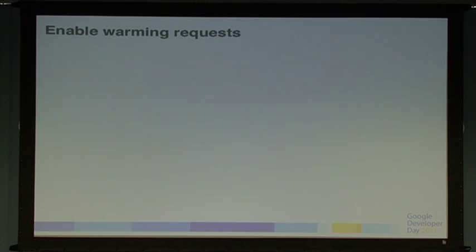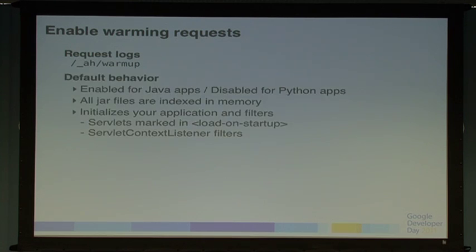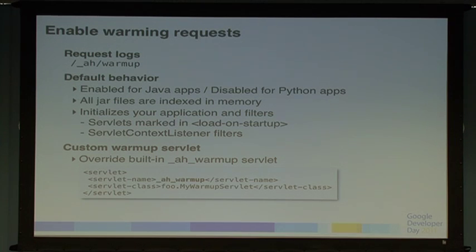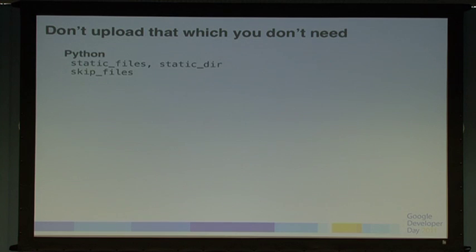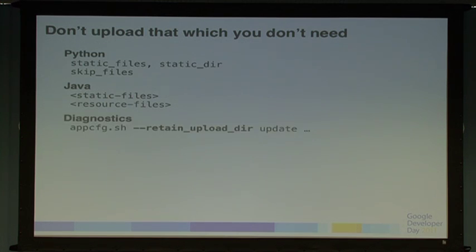And these are all just more tips from the article. If you can, enable warming requests for your application. It allows the scheduler to schedule apps more smoothly. It's simply done in your web.xml file there. And then I'm going to leave some more tips for you to read later.